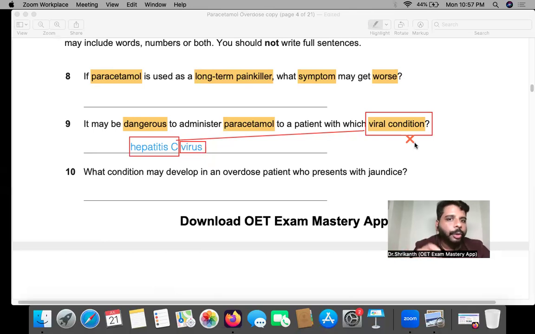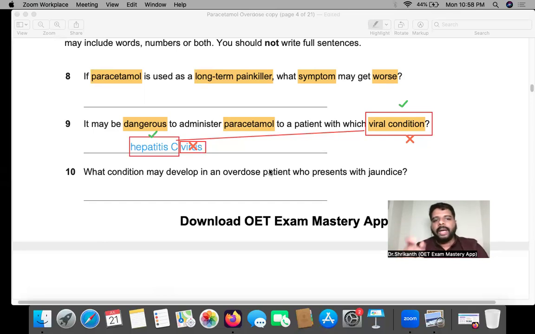Is the question asking you the name of a virus? No. The question is asking you the name of which viral condition. So here you must not write hepatitis C virus. You must write only hepatitis C. Okay. So the virus you should be able to eliminate. So that intelligence, that sharpness you must have.